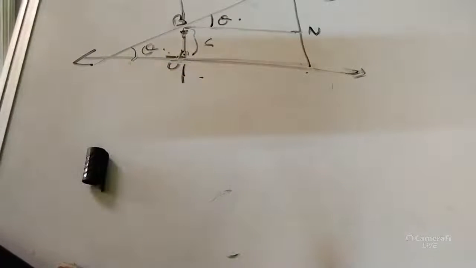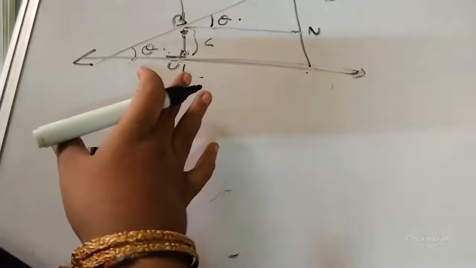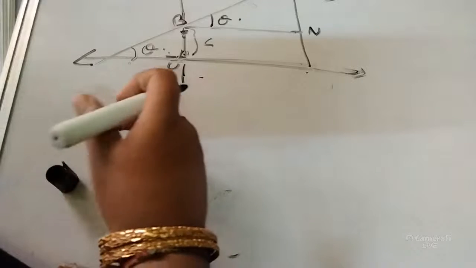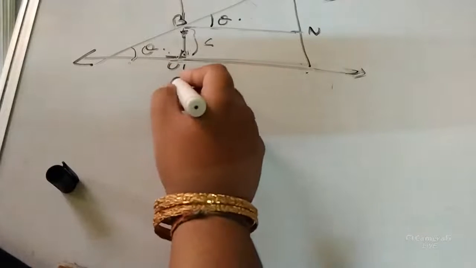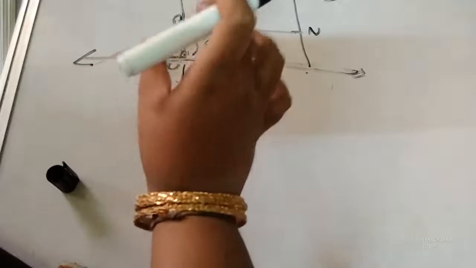Now the next is point slope form. From the name only we can understand that here we have to eliminate the intercept concept. So what can we do to eliminate the intercept concept? We have to eliminate the c.